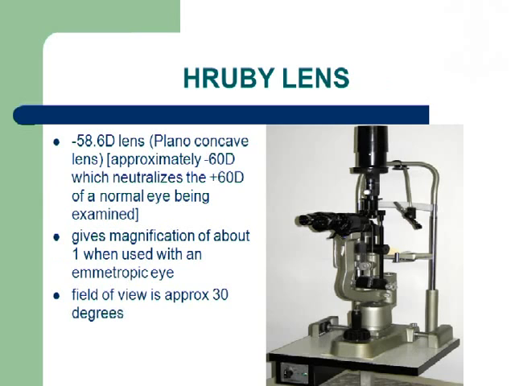The -60 diopter lens utilizes the +60 diopter refractive power of a normal eye. And that's how it gives a magnification of exactly about 1 when used with an emmetropic eye. The field of view of this Rhuby lens is approximately 30 degrees.